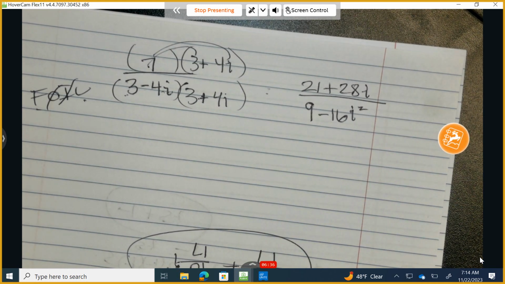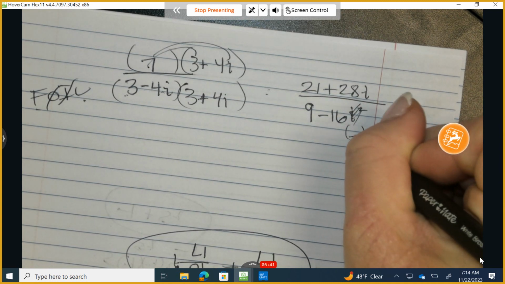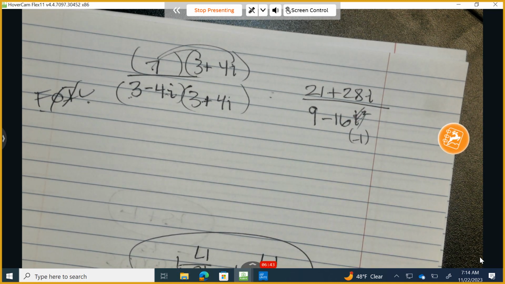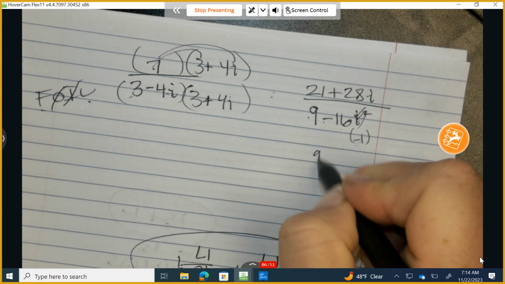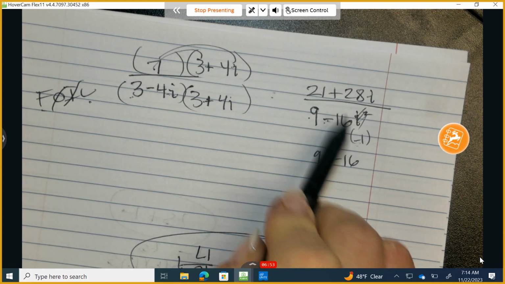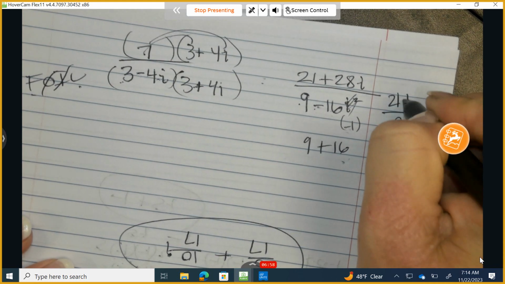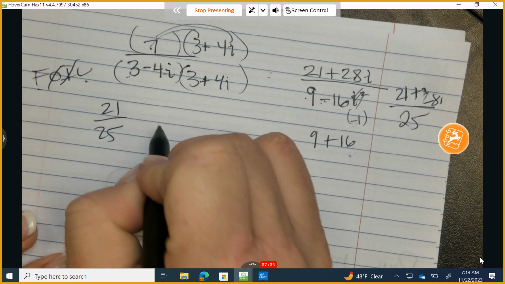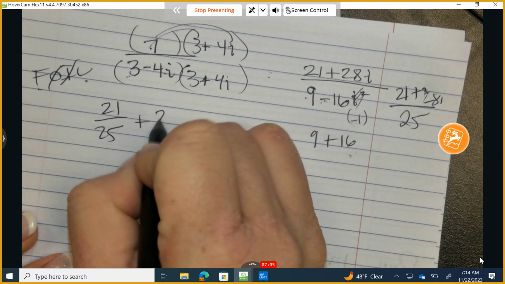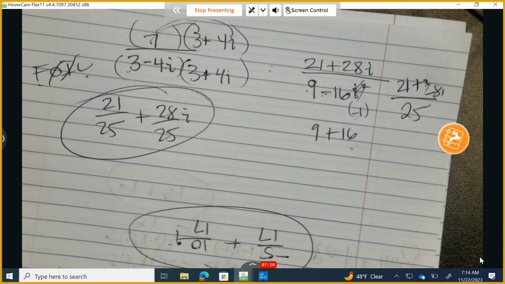Now, I'm going to be lazy, and I'm fine with you being lazy. After we're doing this, I'm okay with you just crossing this out and writing down a -1. 9 subtract 16 times -1. So I'm taking -16 times -1. Well, that's a positive 16 because a negative times a negative is a positive, and 9 plus 16 is, in fact, 25. So we're going to break this apart now. I have 21 over 25, that's the real portion, it contains no i, and 28 over 25 would be the imaginary portion of a complex number.